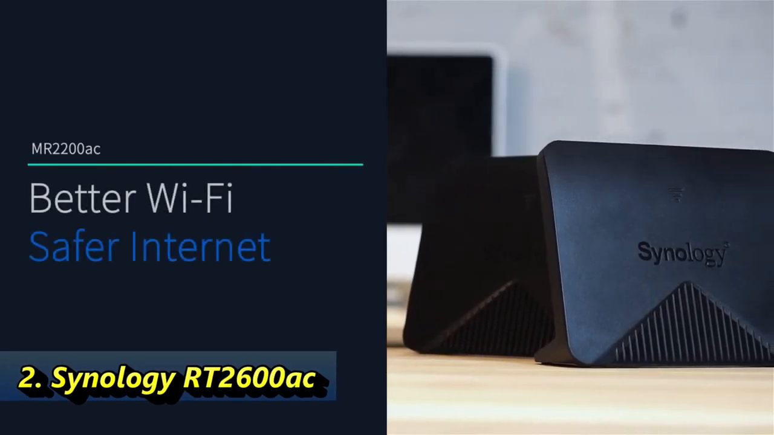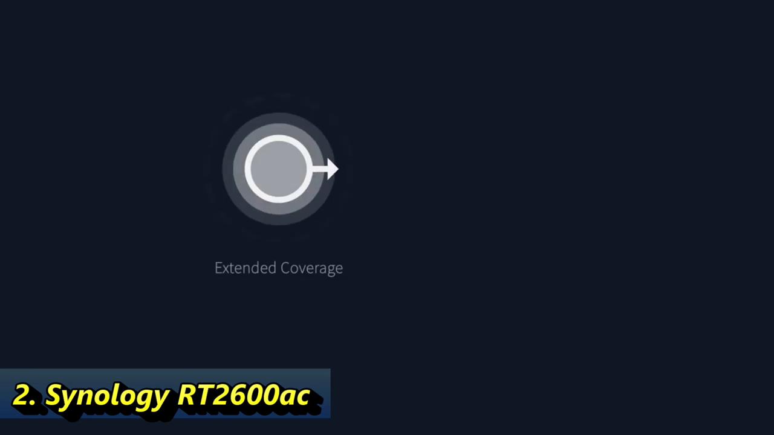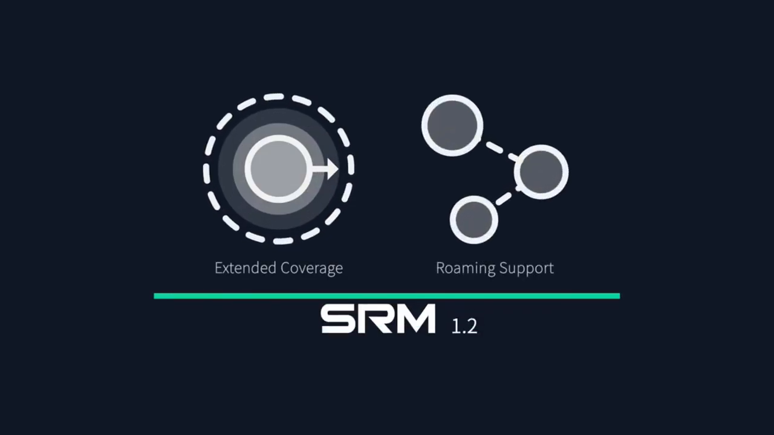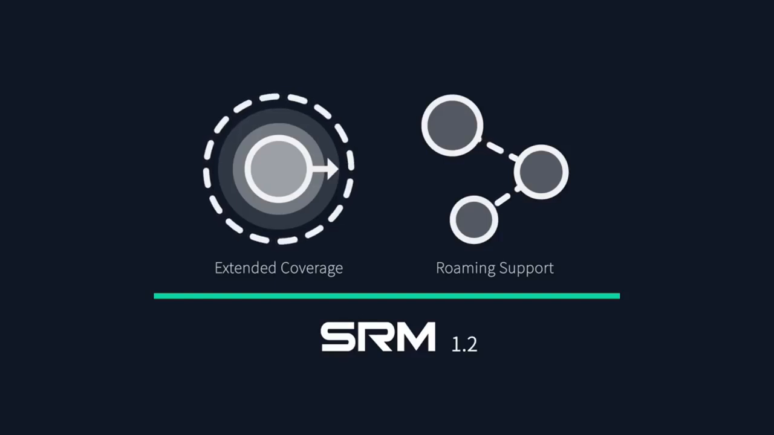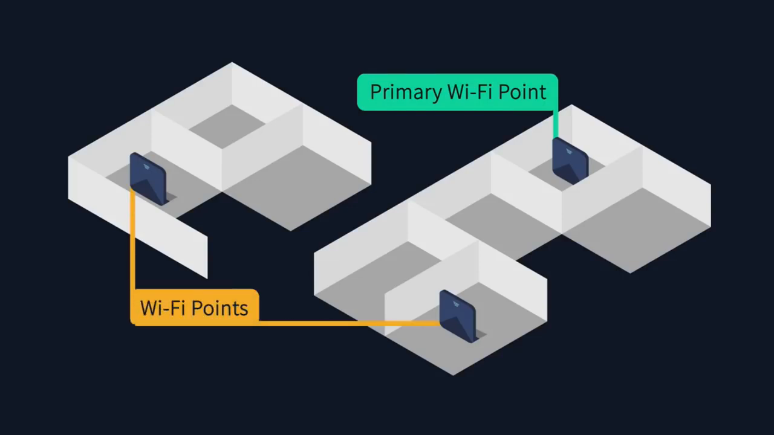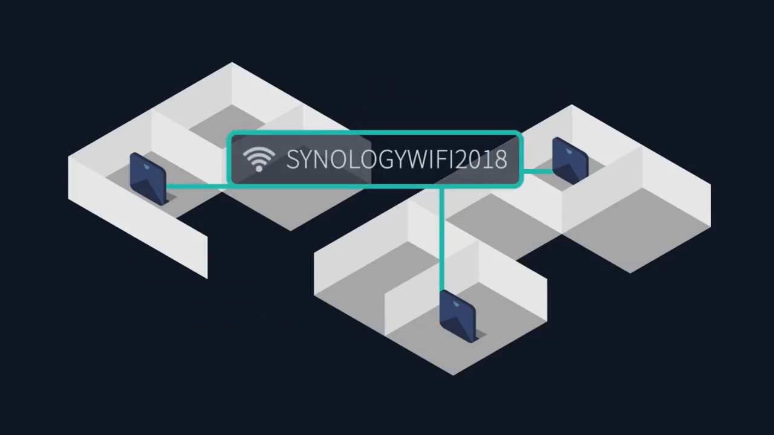For those wrestling with spotty Wi-Fi, the Synology MR2200AC provides extended Wi-Fi coverage with enhanced roaming support. Coupled with the intuitive Synology Router Manager operating system, you can keep all the devices on your network connected and secure. Mesh Wi-Fi works by replacing your existing router with a series of Wi-Fi points, blanketing your home with broadband internet speeds, all accessible via the same credentials.